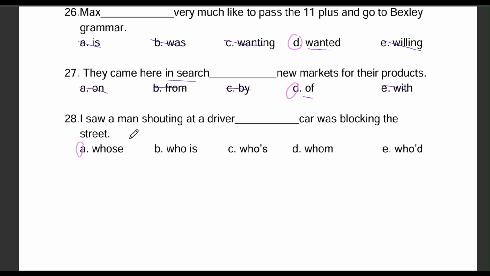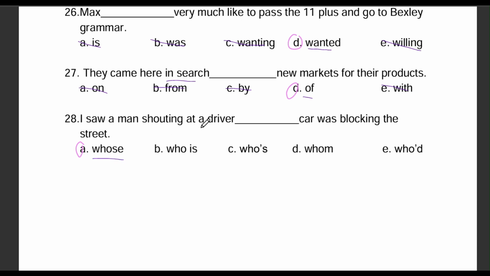Question 28. I saw a man shouting at a driver blank car was blocking the street. A. Whose. B. Who is. C. Whose. D. Whom. E. Who'd. The correct answer is A.